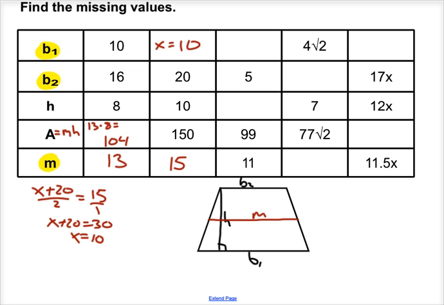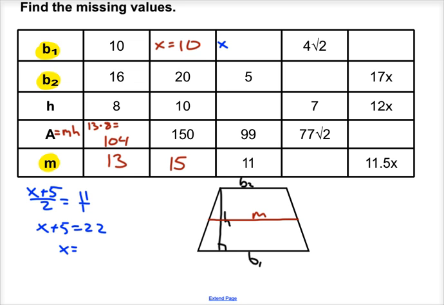Moving on to the next column. Always like to start with the bases. Base 1 I don't know, base 2 is 5, and the median is 11. So I know what they average out to. So I'm going to go through and do this pretty much the same way as the other one. So if I call this value x, I know that the average between x and 5, so I add them up and divide by 2, is going to have to be the median value, which is an 11. Well, if I cross multiply, I get x plus 5 equals 22. Subtract off 5, and x equals 17. So I've now found that my base is 17.